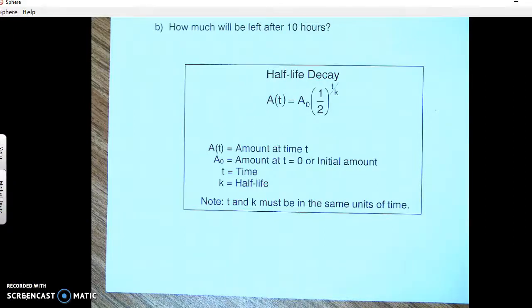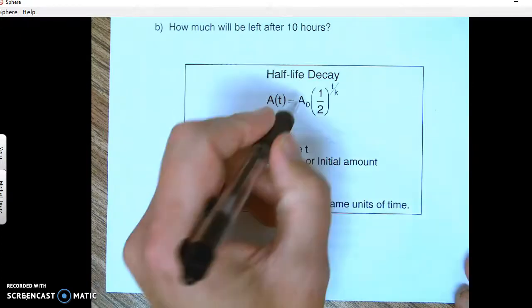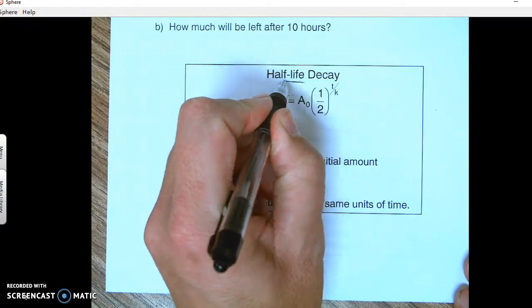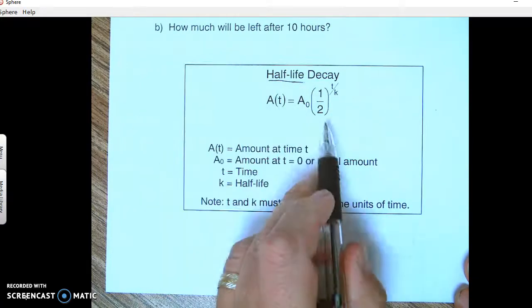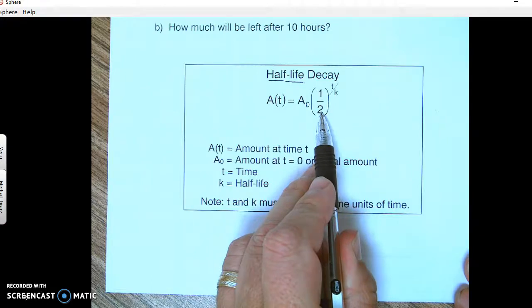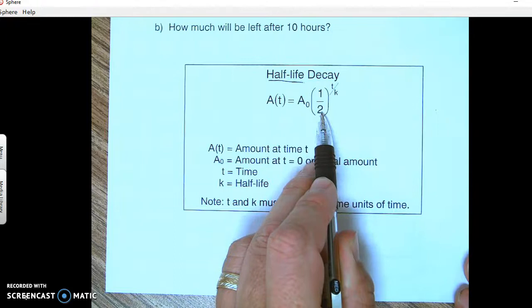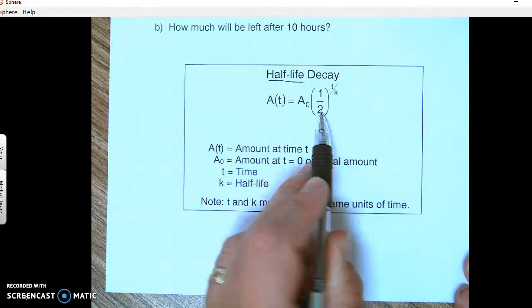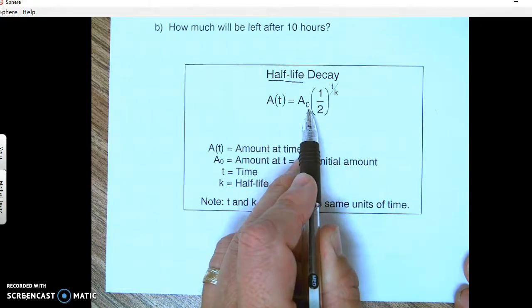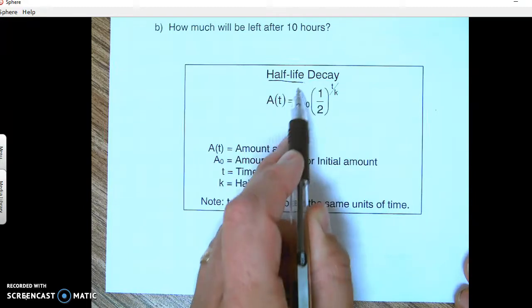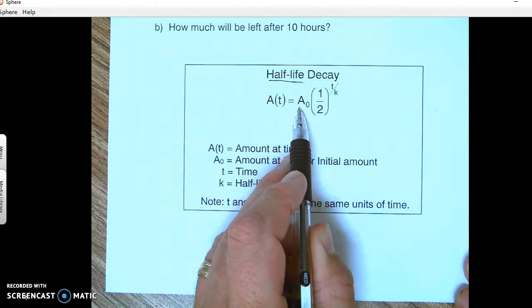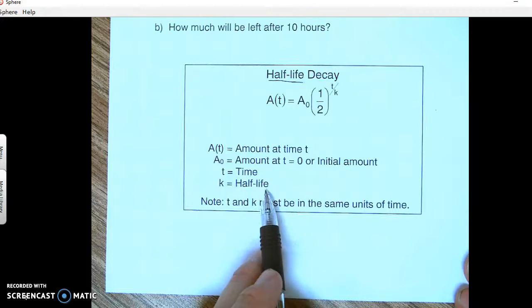Okay, in this video we're going to take a look at half-life decay. So the key here is in the words half-life. Notice the base is 1/2. That tells us that we have a decreasing function, that it's decaying. Okay? And a sub 0, remember that this represents the initial amount. All of that information is down here. It tells you where to put everything.